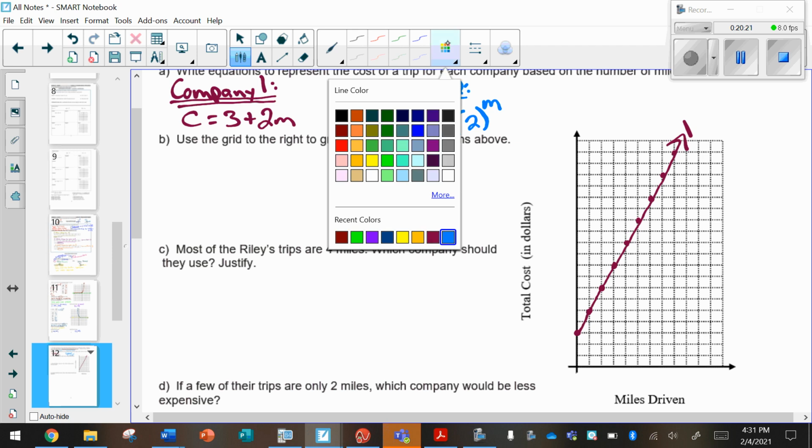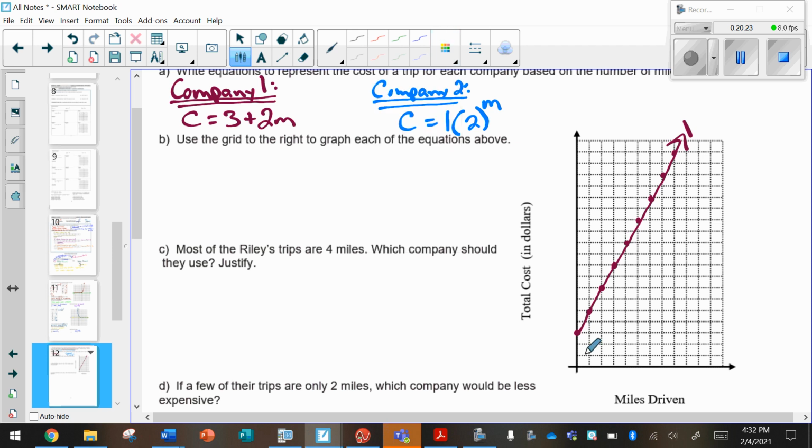Our exponential graph, company number 2, starts at an initial fee of $1 and then it doubles. So that means after 1 mile, instead of $1, we have to pay 2. And then after that, instead of 2, we go to 4. And after that, we go to 8, and then 16, and then we're off the page. So let's connect those dots nice and carefully.